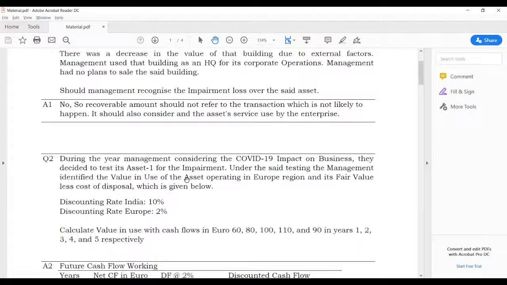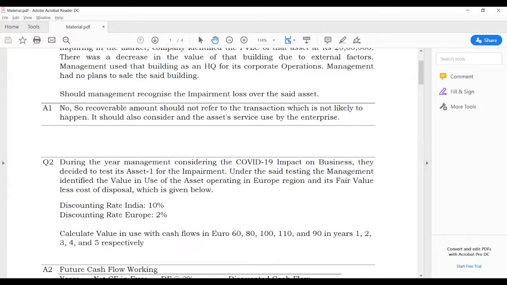Now calculate the value in use with the cash flows 60, 80, 100, 110 and 90 in years 1, 2, 3, 4, 5 respectively. Now these amounts are in euros. I know that my asset is lying in Europe, and there is a COVID impact in Europe, so I will take that indication. I will test for impairment. Now, as I said, value in use is nothing but the amount I will receive by using that asset through the useful life of that asset. Let's say the asset useful life is 5 years. Now I am getting 60, 80, 100, 110 and 90 euros each year respectively, years 1, 2, 3, 4, 5.